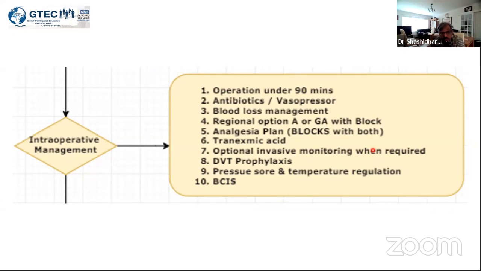But the crucial important thing during the surgery is appropriate antibiotics, not overhydrating the patient, using appropriate vasopressors, because a lot of the patients do go into pulmonary edema. Managing the blood appropriately by using tranexamic acid. Always use a regional block, whether you use GA or a spinal. Very important to use regional anesthesia and invasive monitoring.